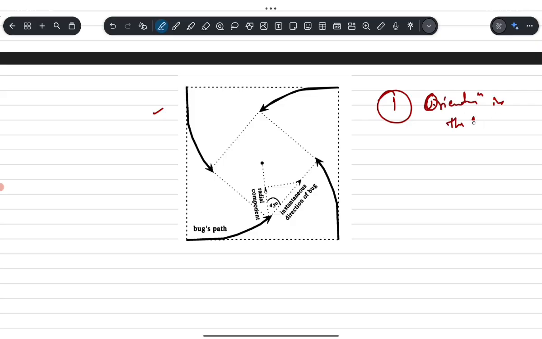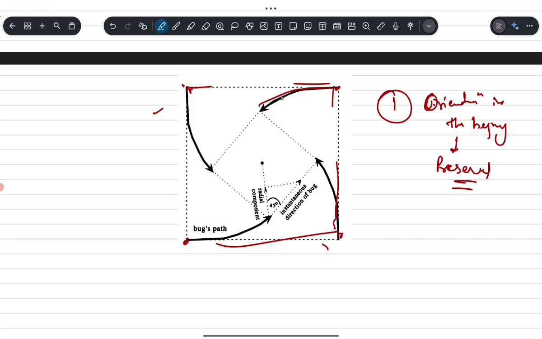In the beginning is preserved. What does this mean? We had four bugs, right? The orientation between them, like they were arranged in form of a square, right? They were the vertices of a square.